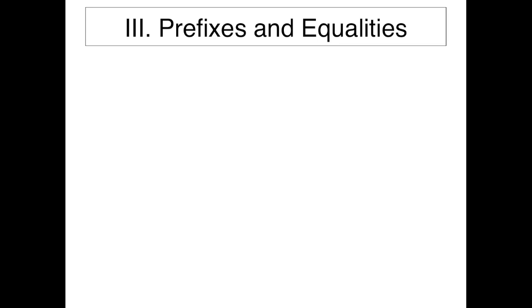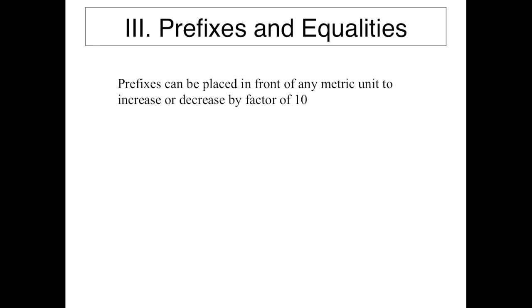This brings us to our third and last part of our lecture today, talking about prefixes and equalities. We had a glimpse of what prefixes are already when we talked about units of mass in the SI system, which was kilogram, right? That kilo is a prefix. So a prefix, like in your grammar class, is a root word that goes in front of a word, right? So in chemistry, a prefix is something that is placed in front of any metric unit to increase or decrease it by a factor of 10, which makes it very convenient. So we don't have to write so many numbers.